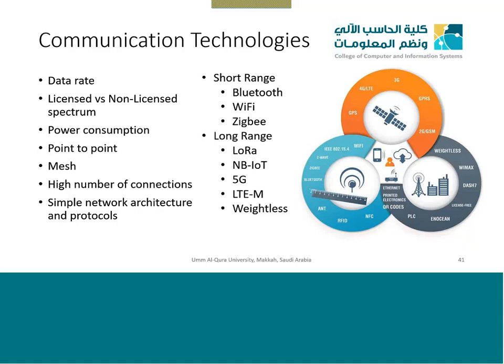Wi-Fi has medium range, not very short, but the data rate is very high. You are using Wi-Fi for your Facebook or Twitter or everything, and there is no issue even if you are using YouTube at very high data rates. In the long range ones, we have LoRa, which is high range but very low data rate.